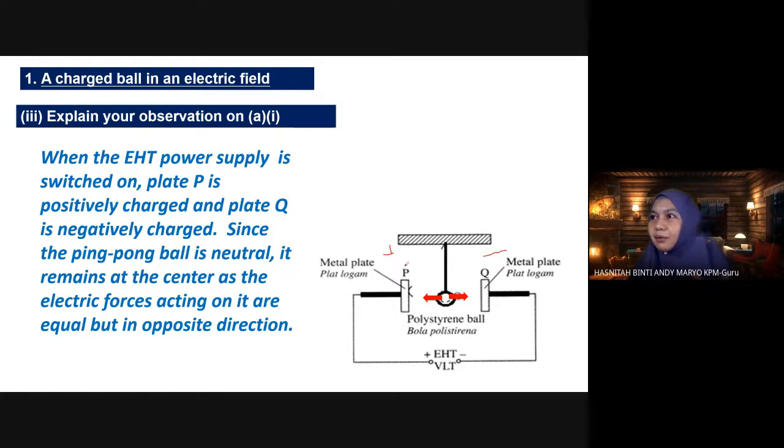Okay, Q is negative, as you can see from the power supply here. Since the ping pong ball is neutral, it remains at the center as the electric forces acting on it are equal but in opposite directions. This is how we explain this observation, why the ping pong ball remains at the center.